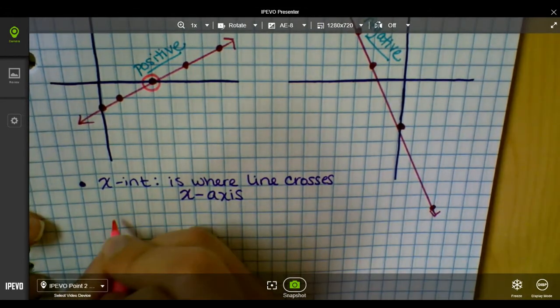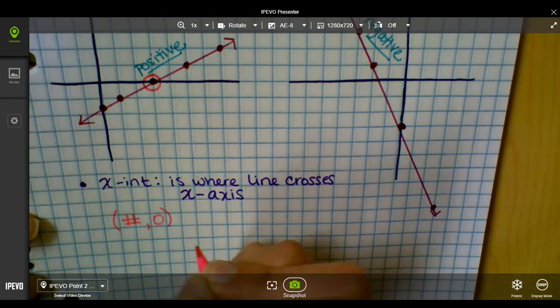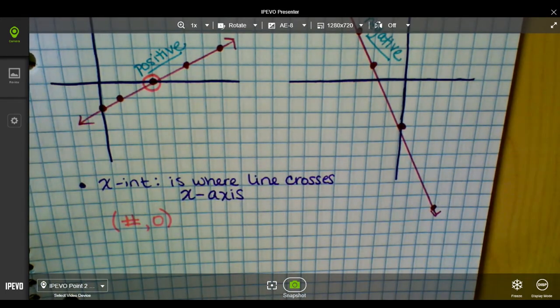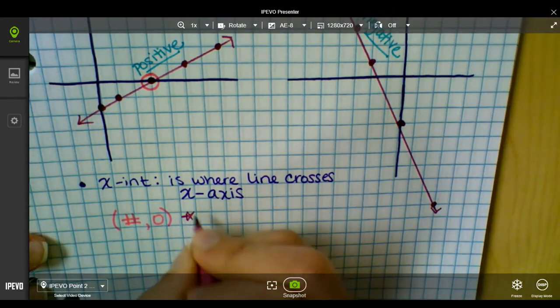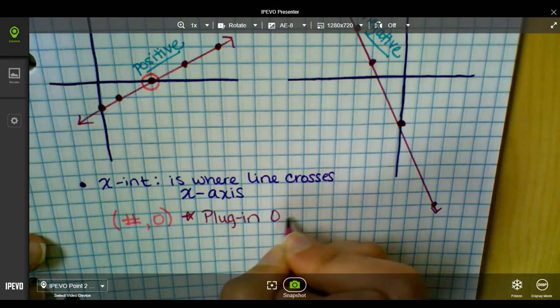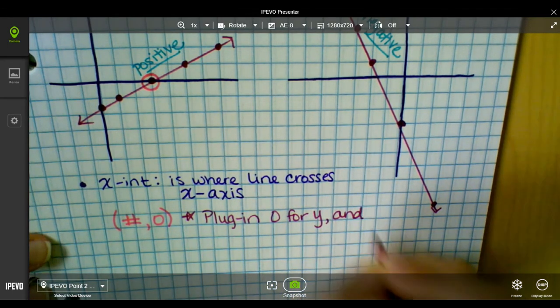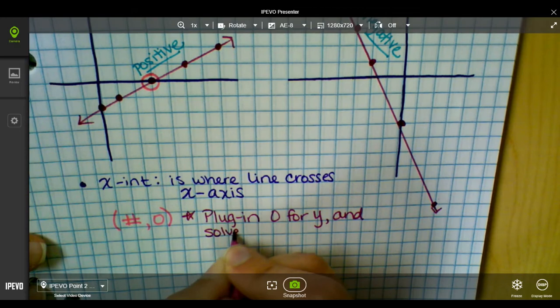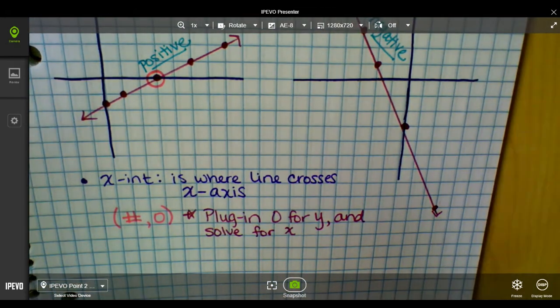So for your x-intercepts, you are always going to have some sort of number in your x spot when your y is 0. If I just say solve for your x-intercept, all you have to do is plug in 0 for y and solve for x. It's your x-intercept. That means you want to solve for x.